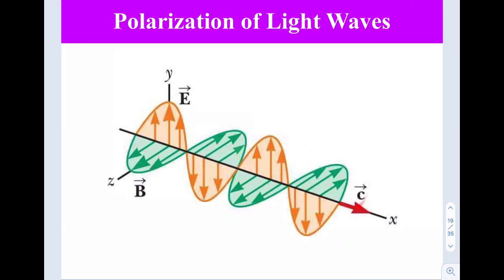If the wave in the figure here represents the resultant of all individual waves, the plane of polarization is the XY plane. This is the plane of the polarization, right?